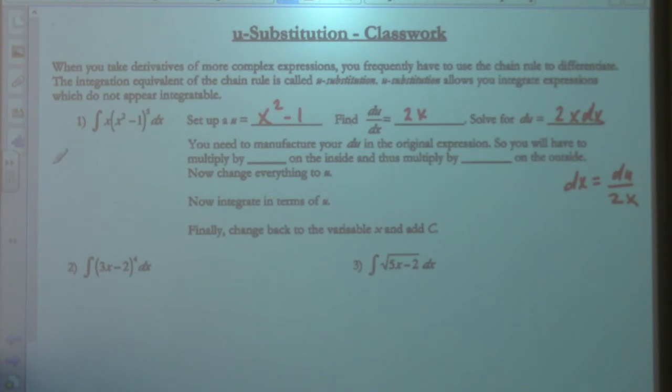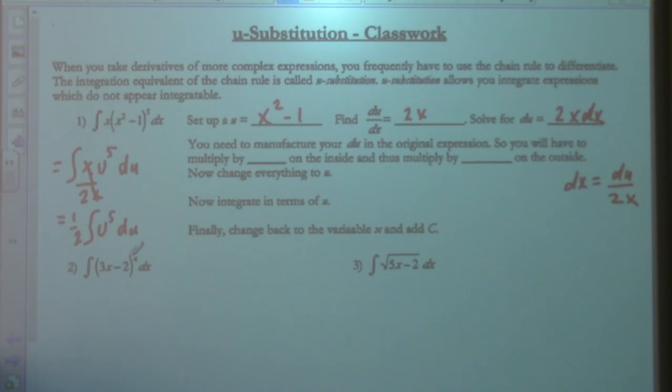Coming over here to the left, we're going to have the integral of x and u to the 5th power. And then we're going to take du over 2x. All right? And then we can see if we cancel out everything. Can we cancel this out? Yeah, so what we get is 1/2 integral of u to the 5th du.